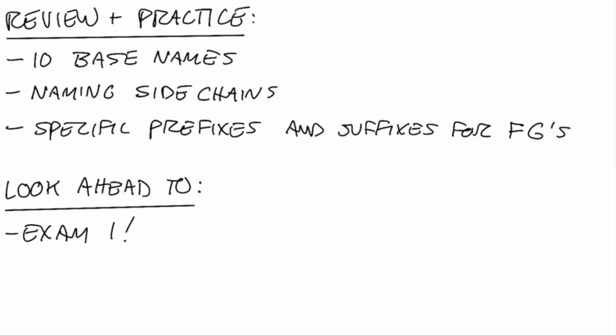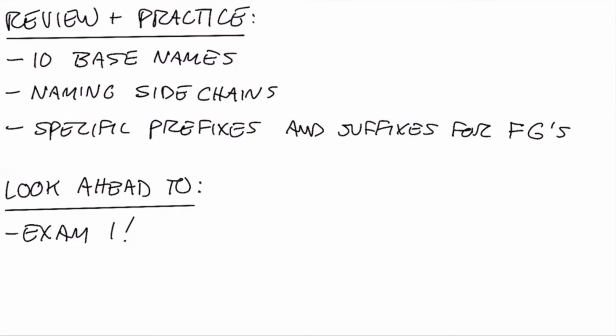But for now, what's most important is getting some practice and review on all of these nomenclature pieces. So the 10 base names that you need to know for 1 to 10 carbons, naming those side chains, getting some practice with doing that alphabetically, making sure that you're identifying the lowest possible numbers, and then knowing those specific prefixes and suffixes for functional groups, including alcohols, amines, and halogens. And then with that, I tell you to start looking ahead into the rest of chapter 3, but actually, we're gonna break here. Now, what you got to look ahead to is getting ready for exam 1.